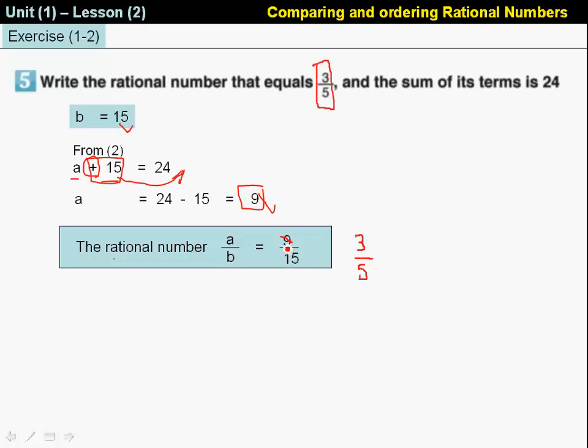And if you make a summation of its two elements, which is 9 plus 15, you will get 24, so the solution is correct. It is very easy.